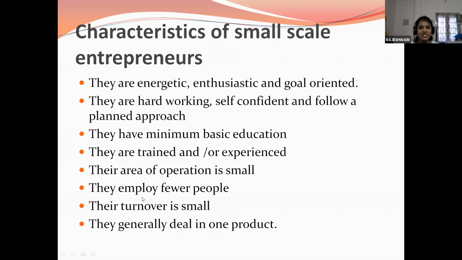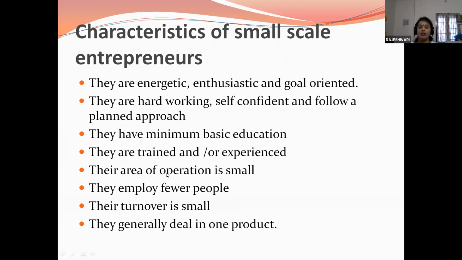First of all, if you have one idea and you are going to start one business at a very small level, that is the basic level, and you are energetic and enthusiastic and goal oriented. Definitely your aim is there, you have to run more and earn more, and you have to work hard. They are hardworking, self-confident, with a planned approach, basic education, basic skill and basic knowledge, and they are trained and experienced.